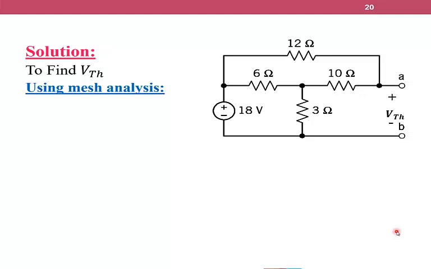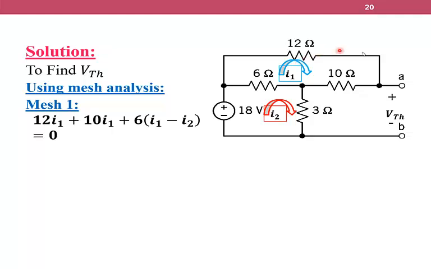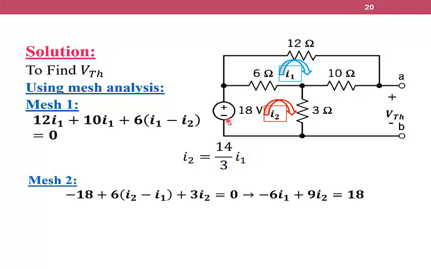Find V Thevenin using mesh analysis. We have here I1, I2. In mesh 1: 12 multiplied by I1, plus 10 multiplied by I1, plus 6 multiplied by (I1 minus I2) equal to 0. So I2 becomes 14 over 3 multiplied by I1. In mesh 2, we have minus 18 volt plus 6 multiplied by (I2 minus I1) plus 3 multiplied by I2 equal to 0.